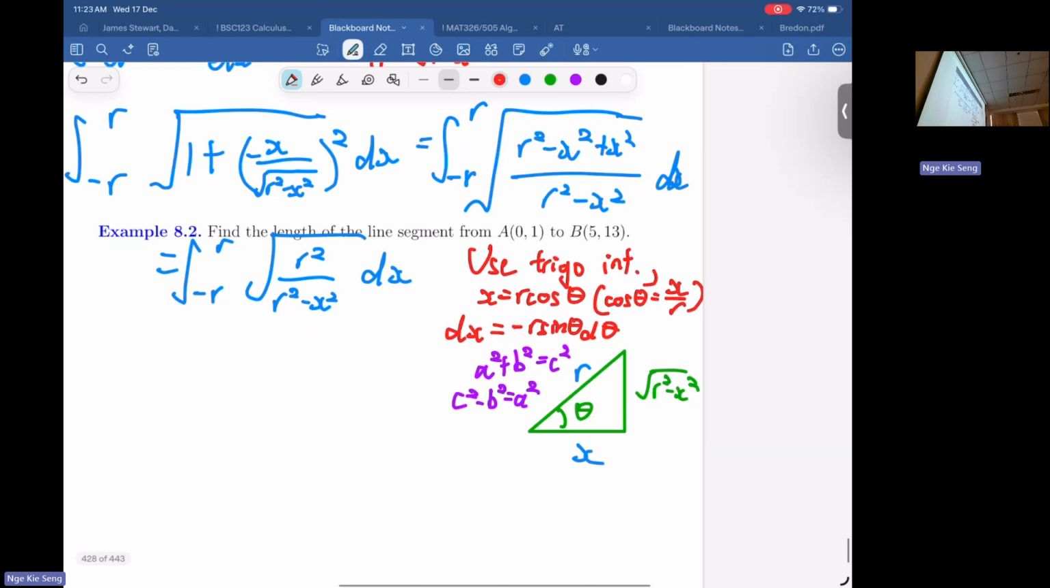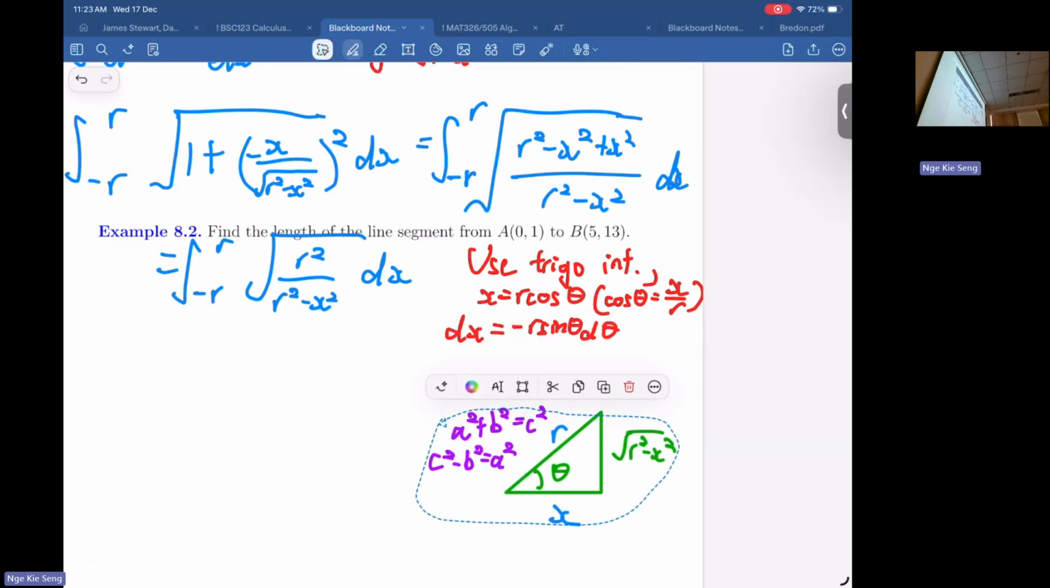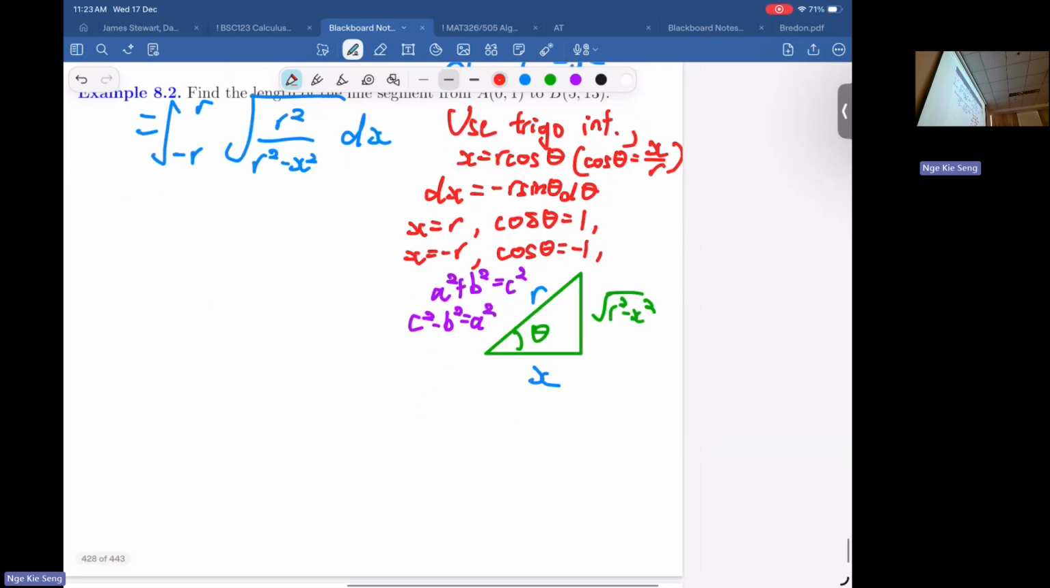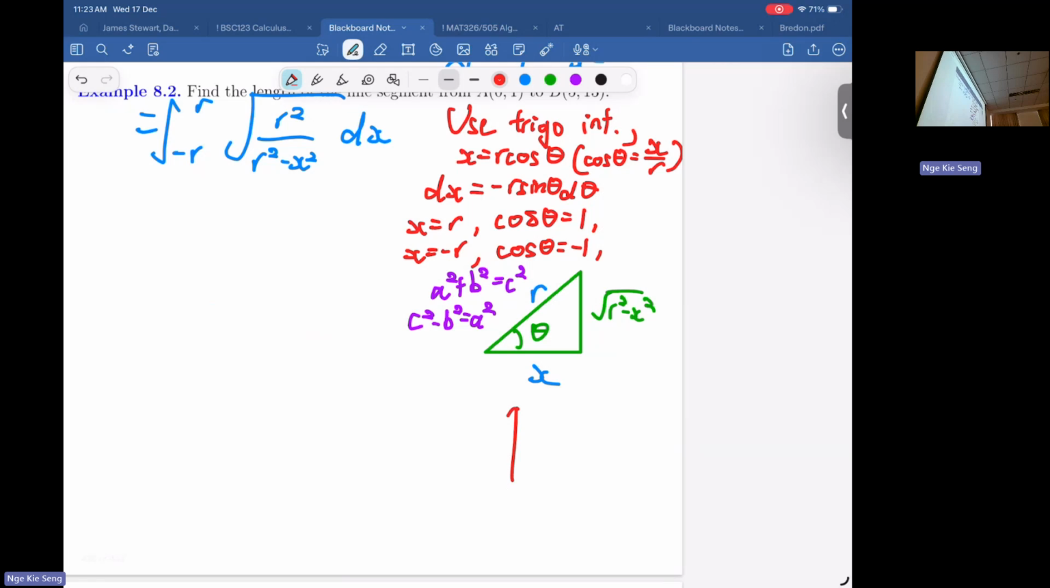So after this change, your integration limits will change as well. Okay, so what are your integration limits here? One of them is r, one of them is minus r. Then in this case, what do you get? One of them you get cos theta equals 1. One of them you get cos theta equals minus 1. Okay, but remember, where do we get this region of theta from?